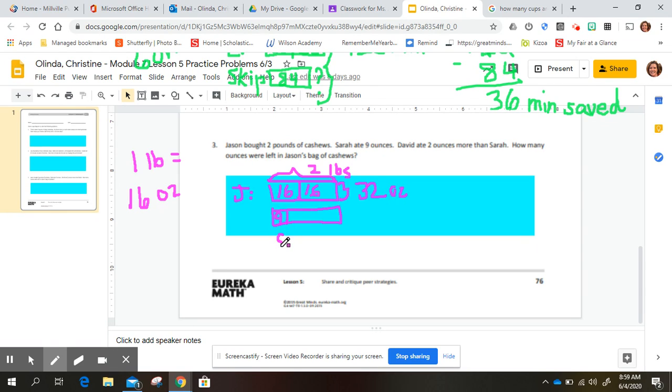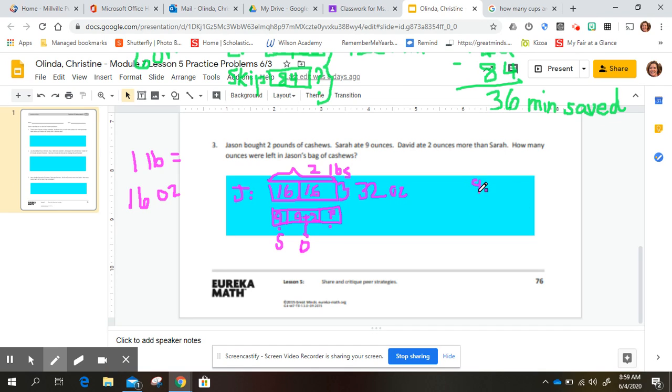Then I'm going to just label it S for Sarah. That's Sarah's. David ate 2 ounces more than Sarah. So he ate Sarah's 9 and 2 more ounces. And that would be David. How many ounces were left in Jason's bag of cashews? So they want to know what number would go here. So if I added 9 plus 9 plus 2, what other number would I need to add to make it 32? So let's think. 9 plus 9 is 18 plus 2.